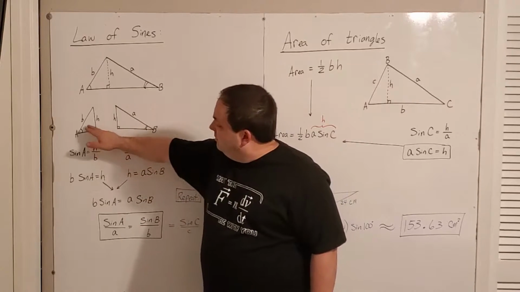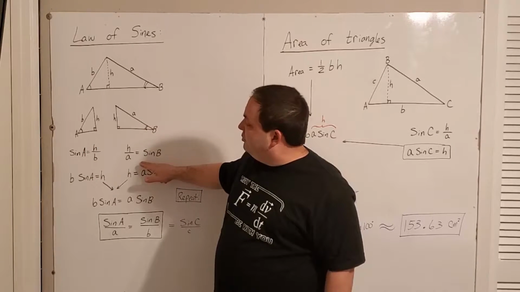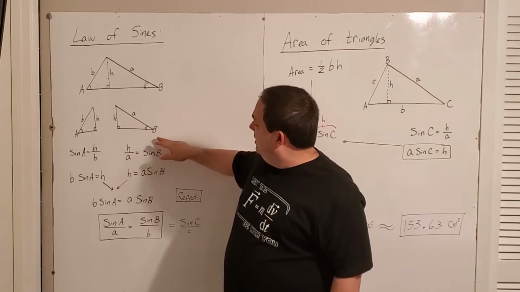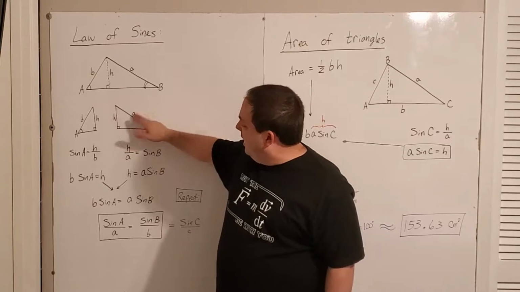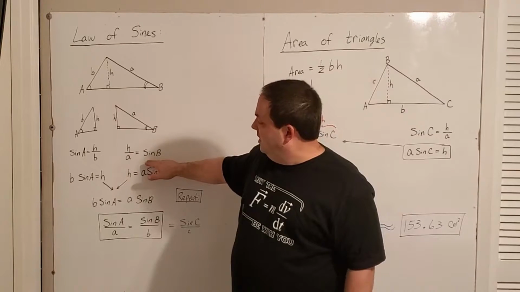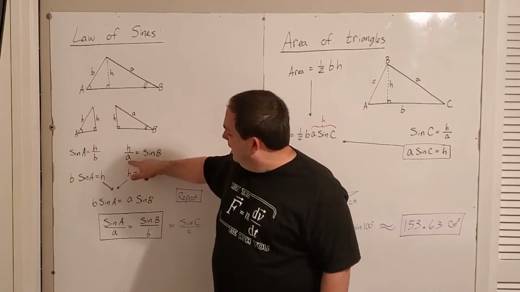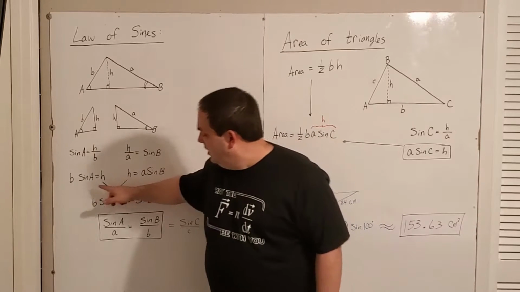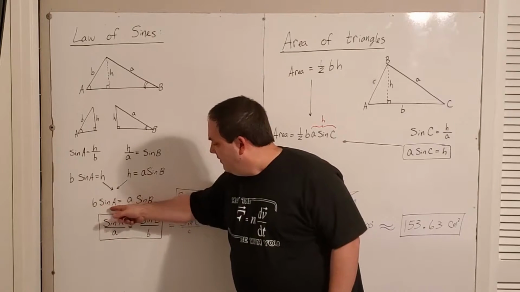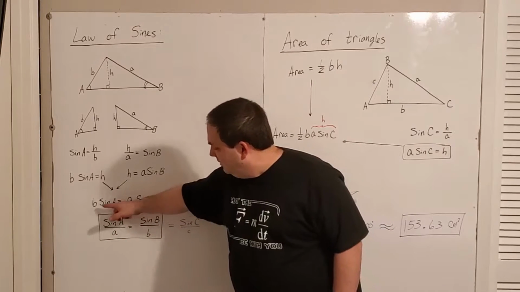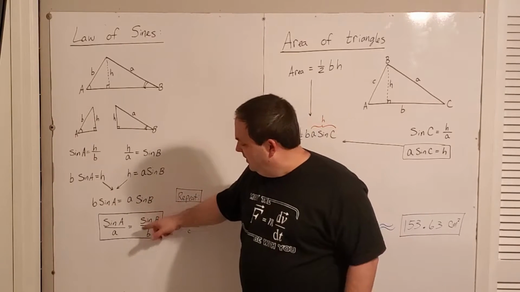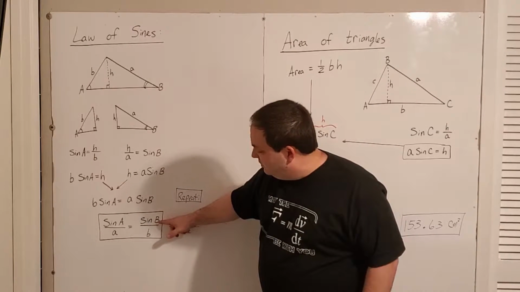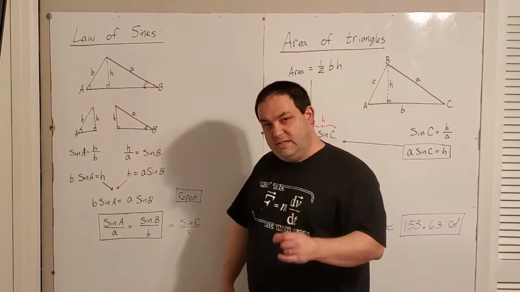Okay, well, once that's done, I can set up a couple of basic sine ratios, right? Here, sine of angle A is just h over b, and here for angle B, sine is h over a. But notice if I multiply by b here and multiply by a on here, both of those are equal to h, which means I can bring them together and I have this equality here. Okay, dividing both sides by b and a, I get sine of angle A divided by side a is equal to sine of angle B divided by length of side b.